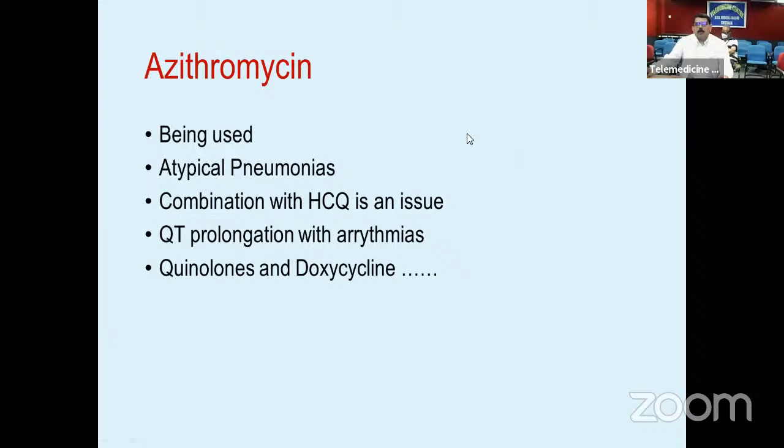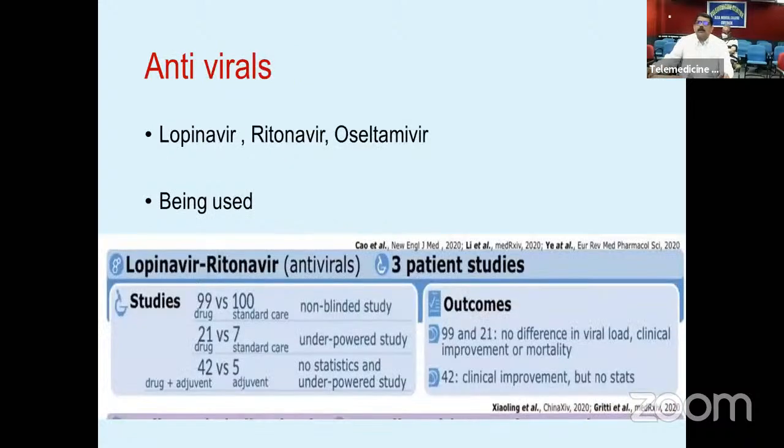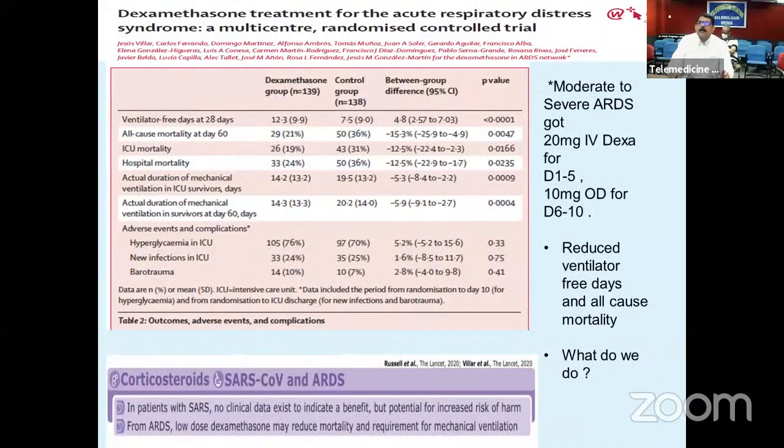Azithromycin, the QT prolongation was the issue with the hydroxychloroquine, and doxycycline was also a picture. And especially when you get a typical pneumonia, this is preferred. And this is a boosted lopinavir, ritonavir, and also oseltamivir, which was used in the H1N1 also, implemented at the beginning.